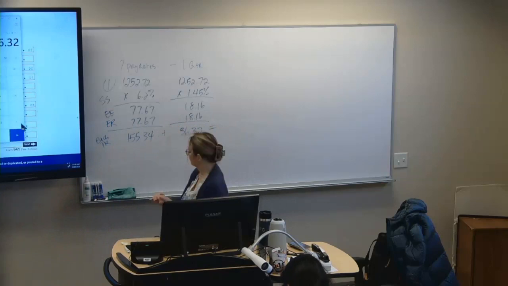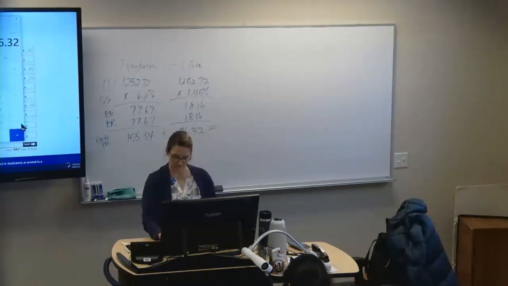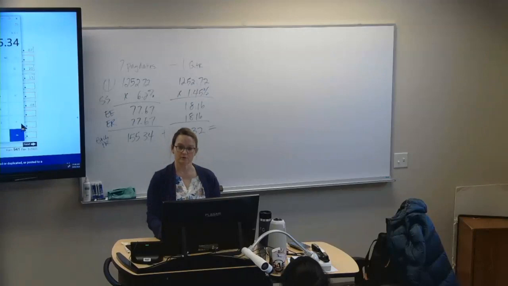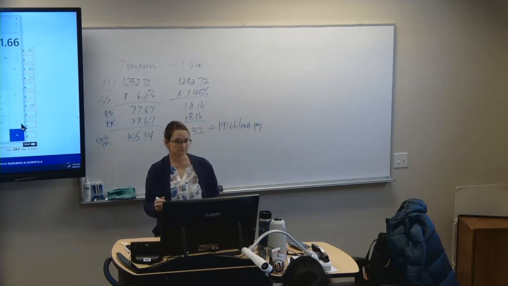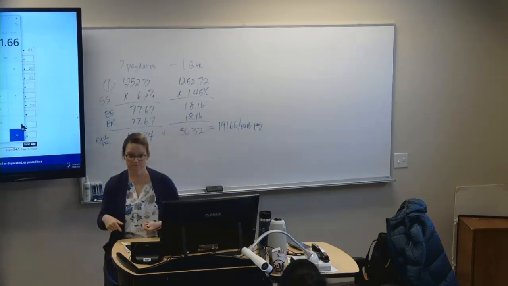Like I said, we're not going to worry about federal income taxes at this point. 155.34 plus 36.32, all right, so 191.66 for each pay. All right, well, we've got 7 pays that are included in this quarter.